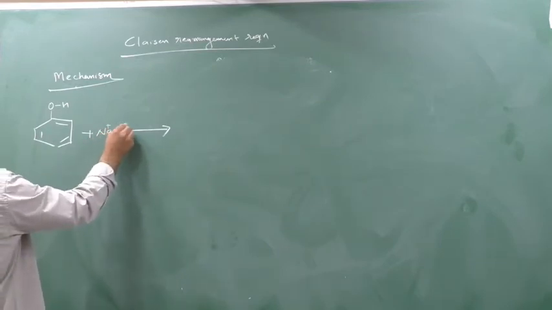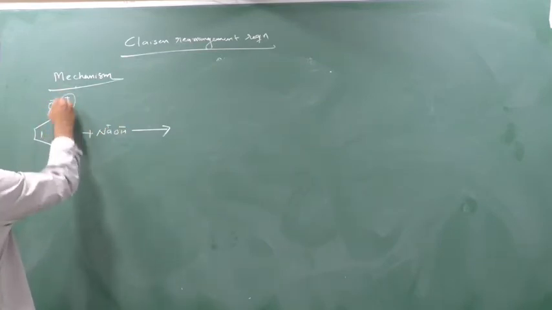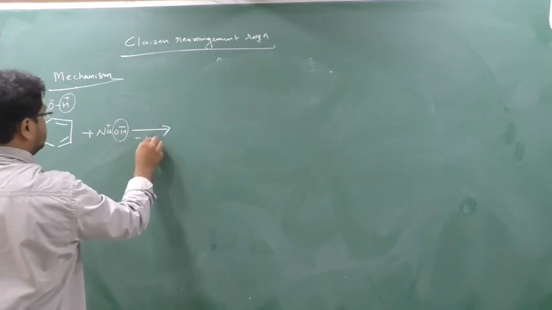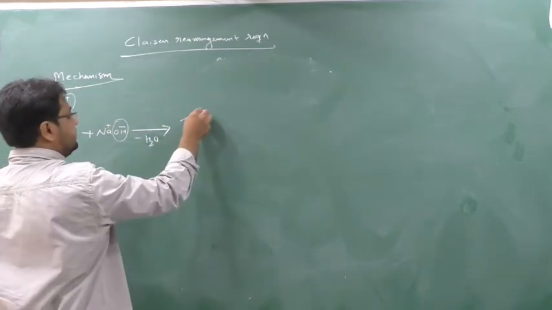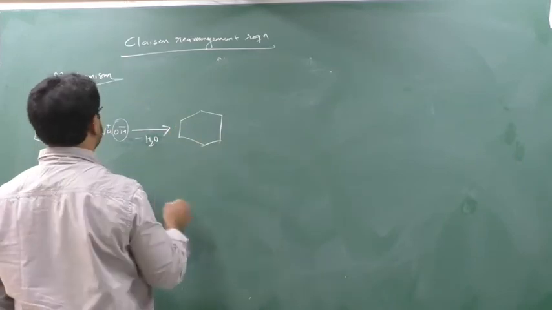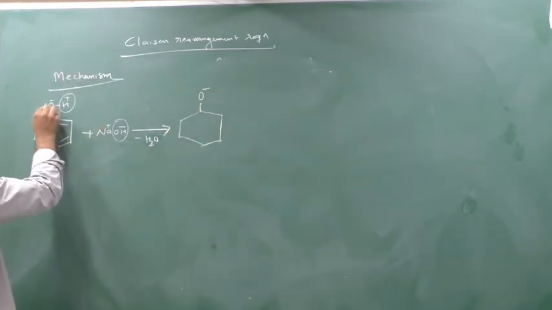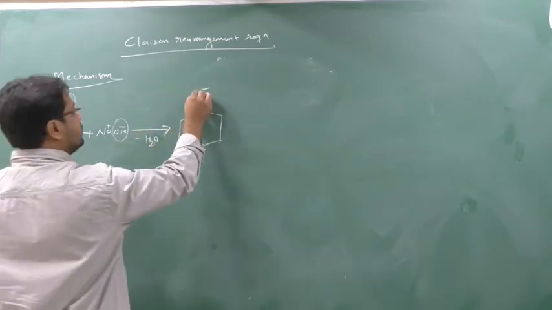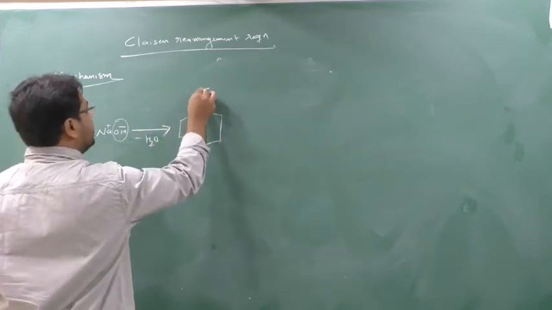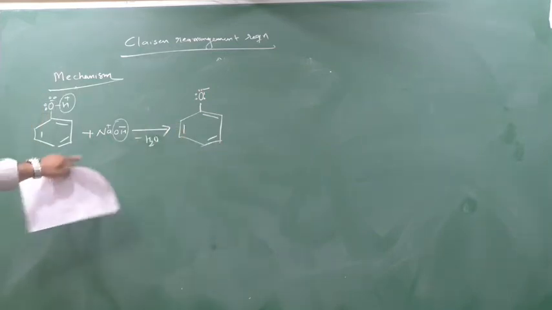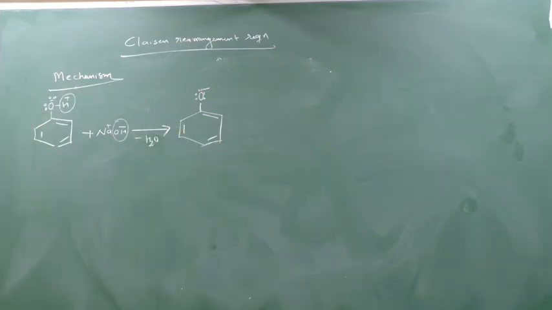This is plus, this is minus, this is minus, this is plus. This H plus and this OH minus will react to give H2O, and remember here there is one Na plus. So here it will be O minus. Now here 1, 2, 3, 4, 5, 6, 7, 8, and here 1, 2, 3, 4, 5, 6, 7, 8. So this is the first step. Remember here Na plus is there.